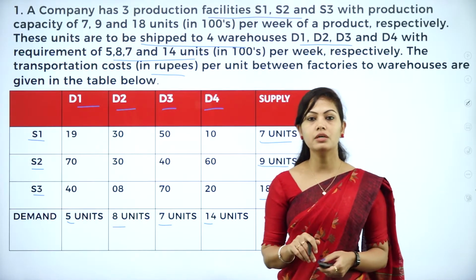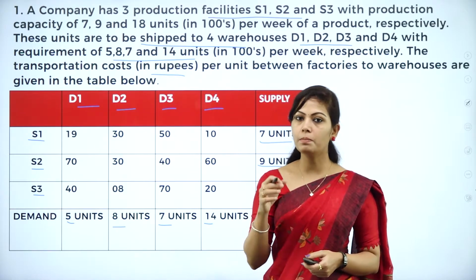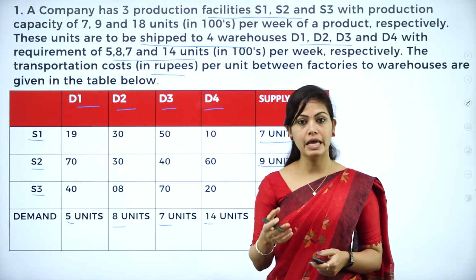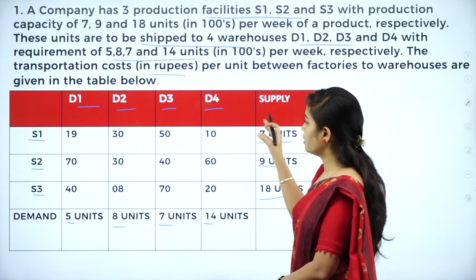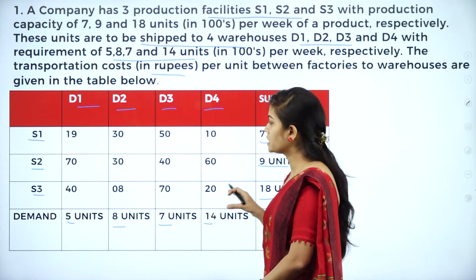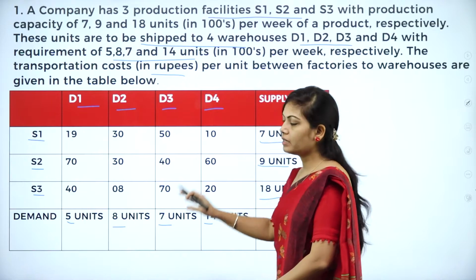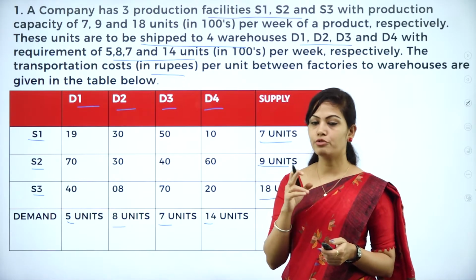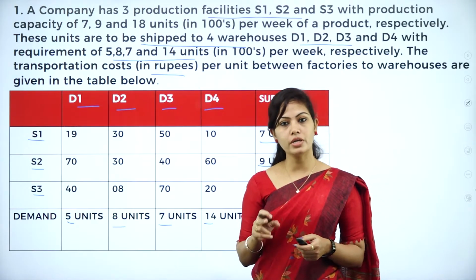They will mention the name of the problem, so solve by northwest corner or solve by least cost method. So here we have a table. You just observe this table first: supply and demand. So what is the first step? We have to check whether it is balanced or unbalanced.